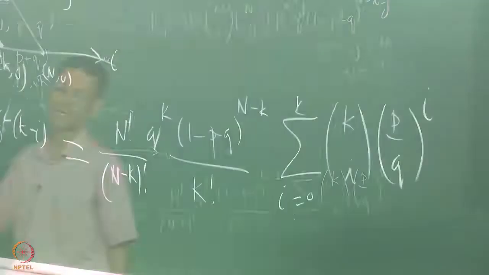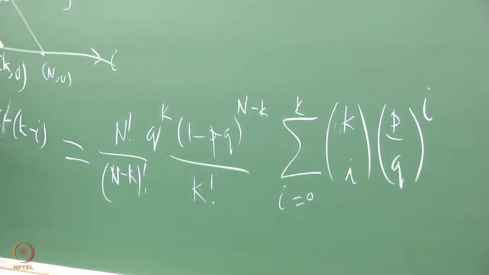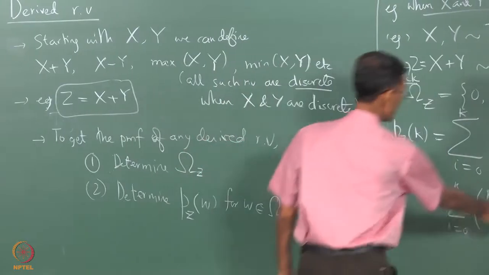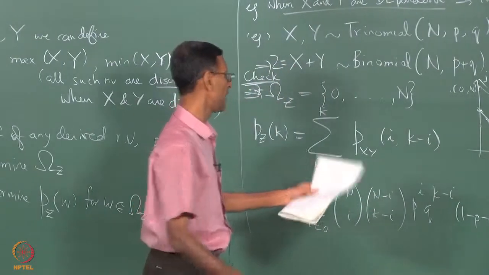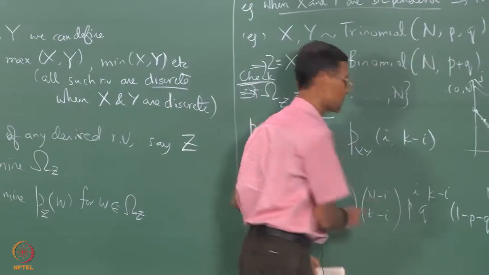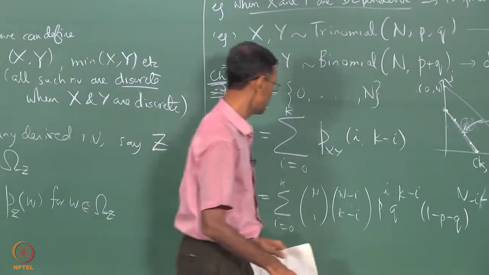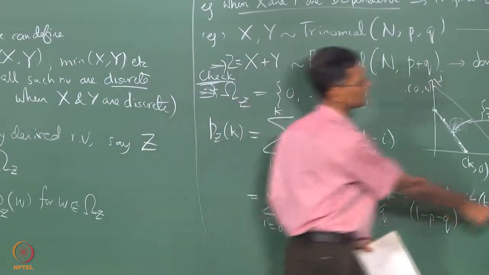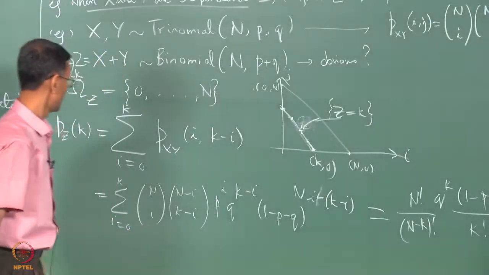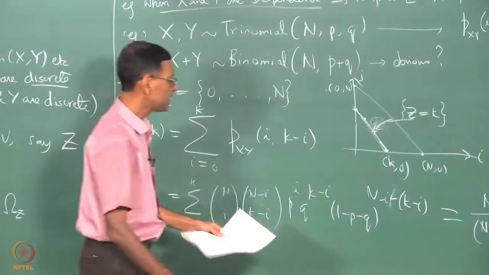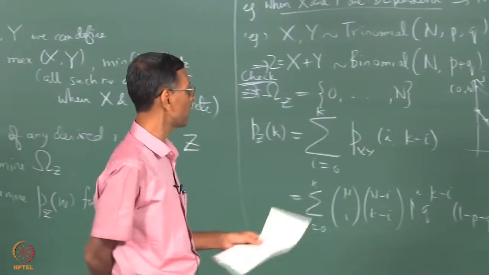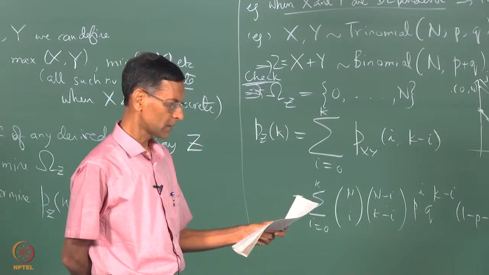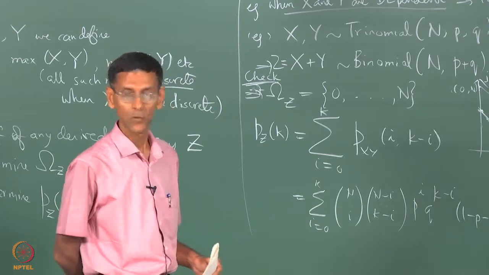I want you to work this out. I don't think it's too much to ask. Just expand out both factorials, and the binomial coefficients, and write it like this. And you can see what that summation is. We have seen this type of thing earlier. It is just 1 plus p by q whole power k.